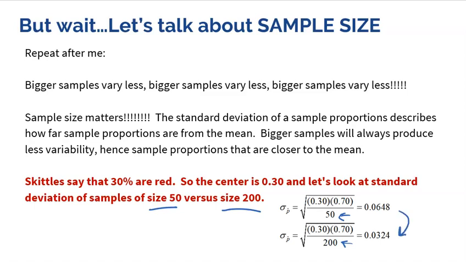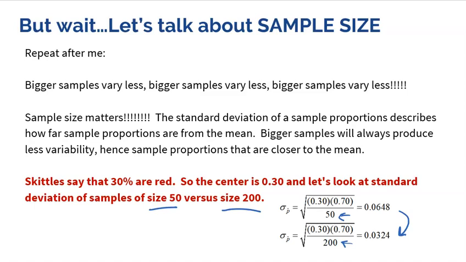So with only 50 Skittles, we would expect somewhere around a 6% swing, 6% higher, 6% lower, which is a pretty big variability. But with 200 in our sample, we would only expect about a 3% swing, 3% too high, 3% too low, which is much smaller. In fact, if you actually look at these numbers, 0.0324 is exactly half of 0.0648.